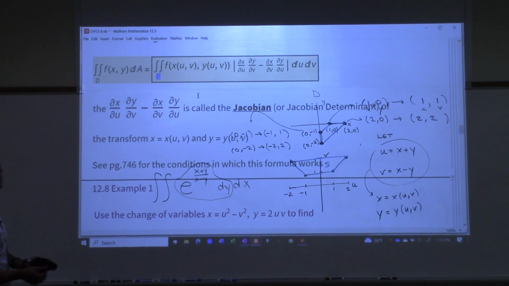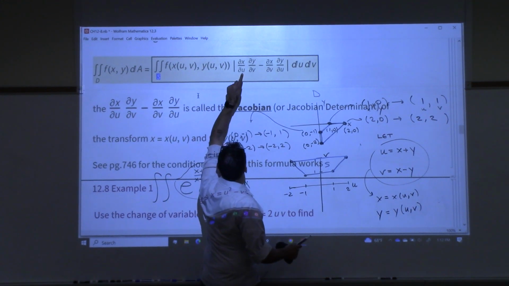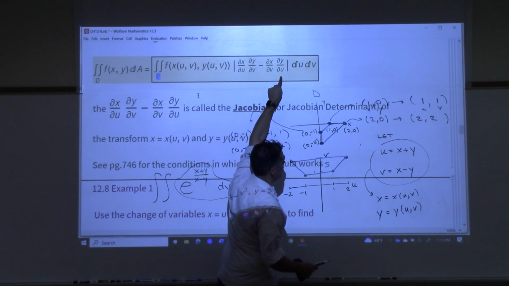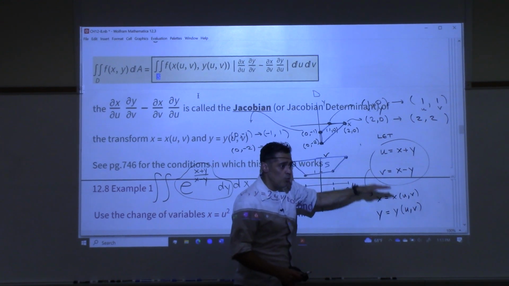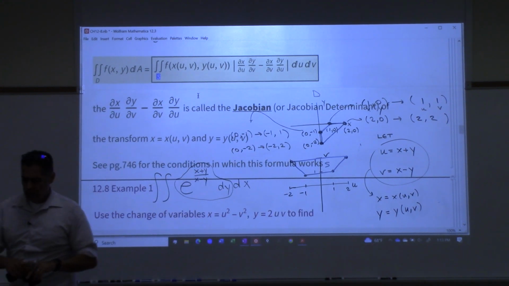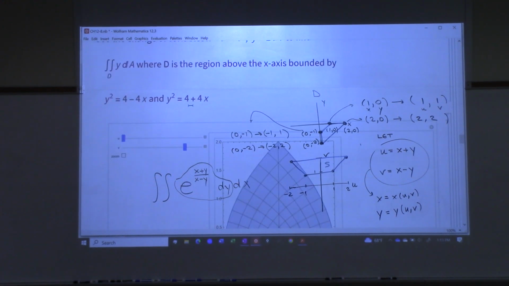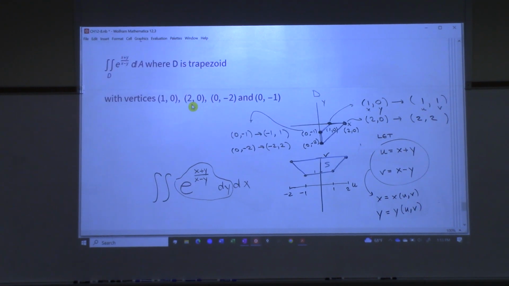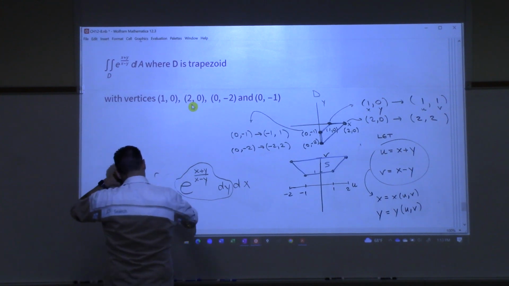Right there, right? We need this. So it's partial of x with respect to u, y with respect to v, x with respect to v, y with respect to u. So we need these solved for x and y, and those need to be in terms of u and v. To do that, I will do exactly what I did last class, and I'm going to work with those over here.